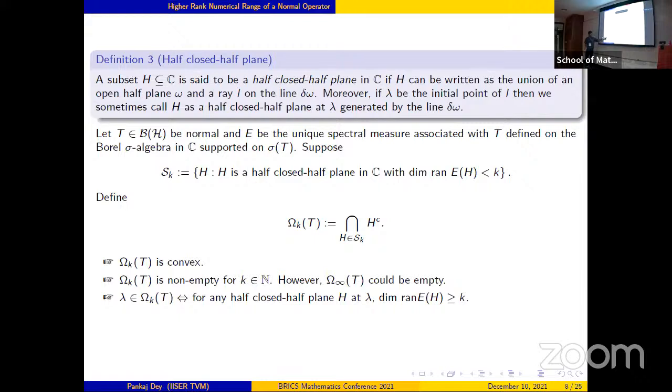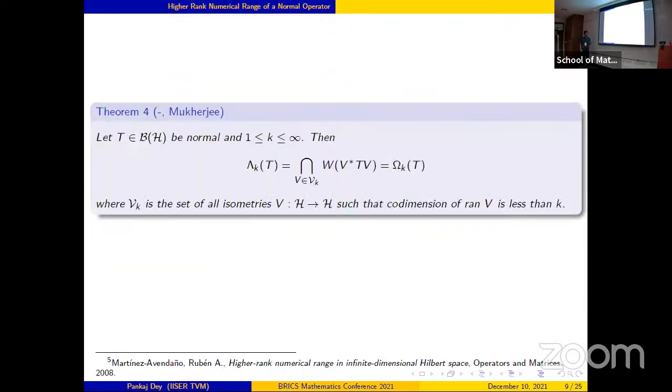We use this quick proof: if there exists a closed half plane whose dimension is less than K, then Omega K of T is a subset of H complement, so lambda does not belong to Lambda K of T, and the other way one can also do. And infinity is the intersection of the Lambda K of T. Now it turns out that the K-rank numerical range of a normal operator acting on a Hilbert space is this Omega K of T.